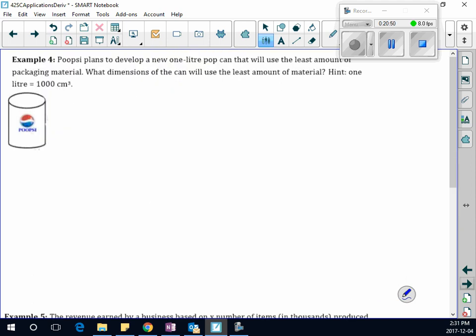Alrighty. Now, Poopsie plans to develop a new 1 liter pop that will use the least amount of packaging. What are the dimensions of the can that will use the least amount of material?